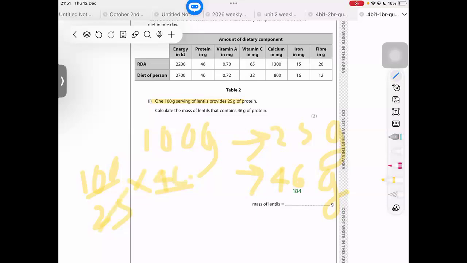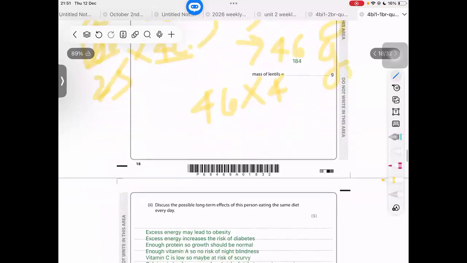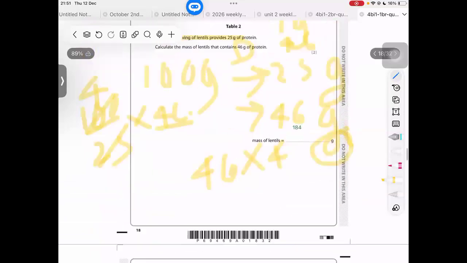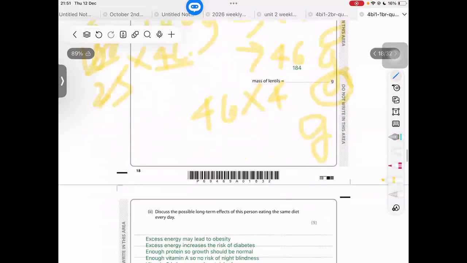So 100 divided by 25, you get 4. That means 4 grams of lentils provide 1 gram of protein. To provide 46 grams of protein, you have to multiply 46 by 4. You get 184 grams. Remember, here they have given the unit, but if they have not given it, you must mention grams.